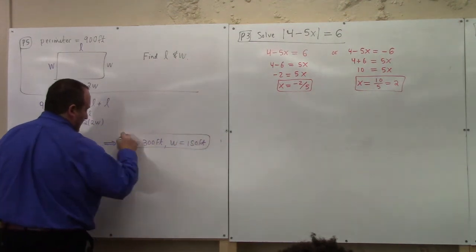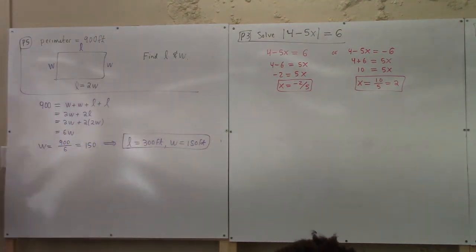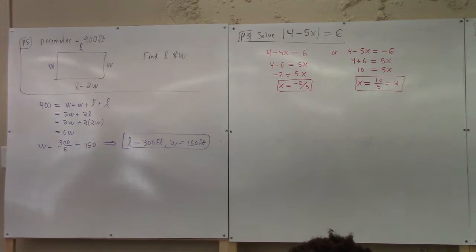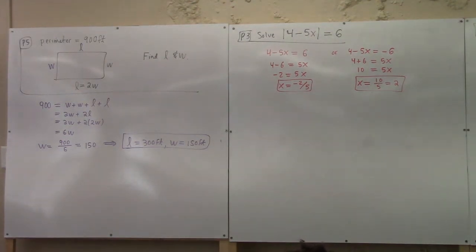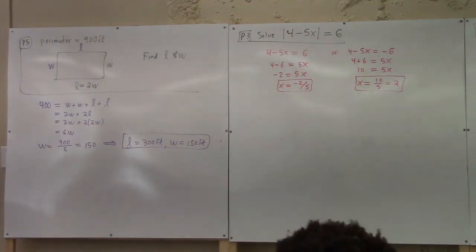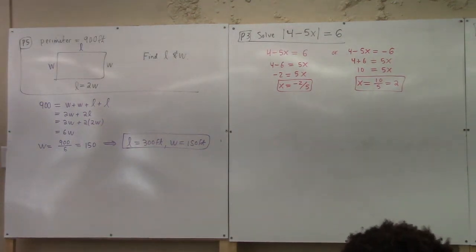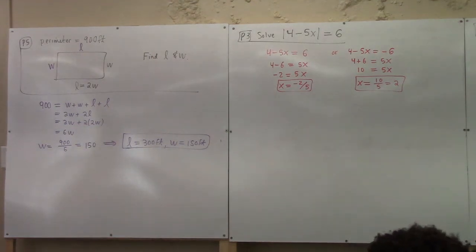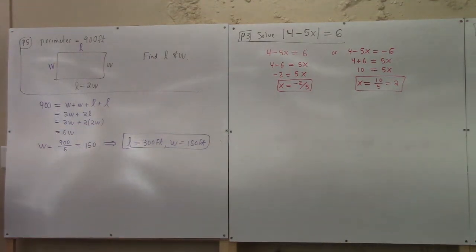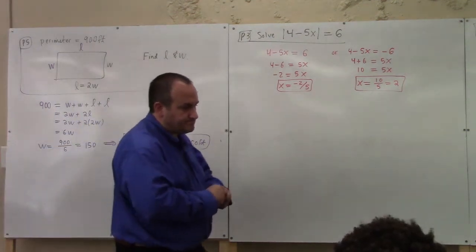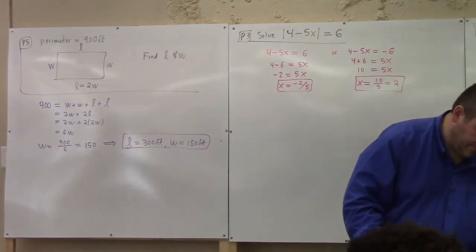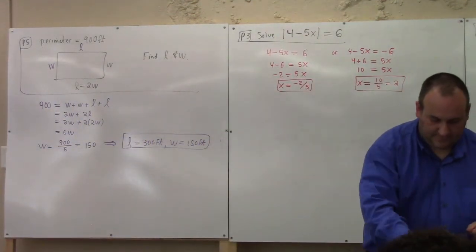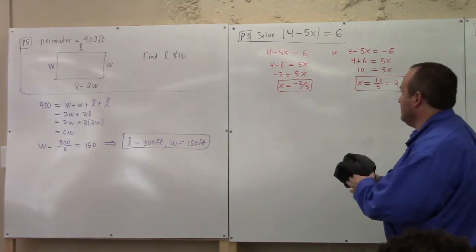And if you do a quick check on that, you see that that works, because you get 300 plus 300 plus 150 plus 150, that's 900. So that answer makes sense. You can check it. What would the area be? You could just multiply, it would be 150 times 300 if you wanted to find the area. So. An evaluation question next.